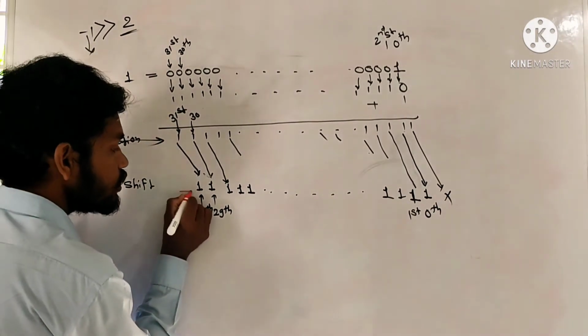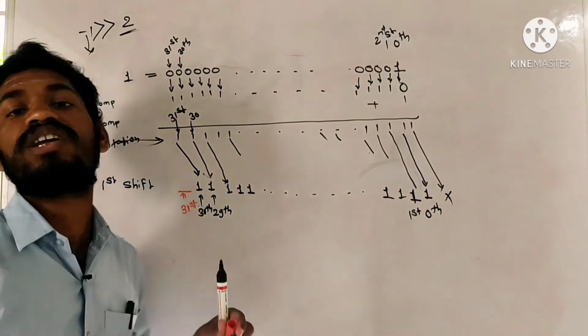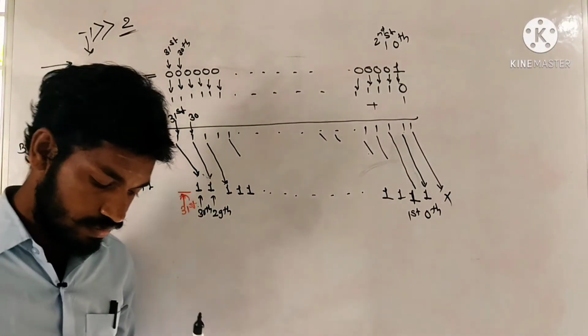Then what about the 31st bit? This is a very, very important concept. You will face the problem here only. What about the 31st bit?